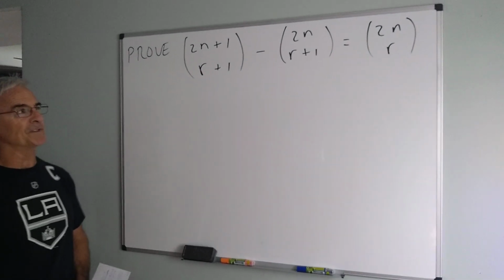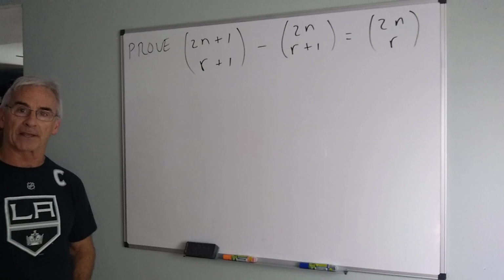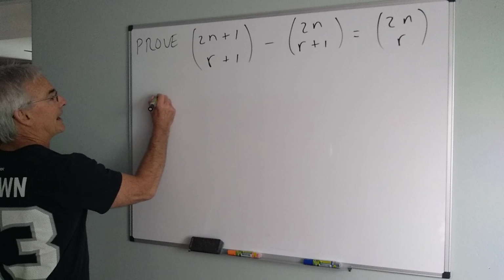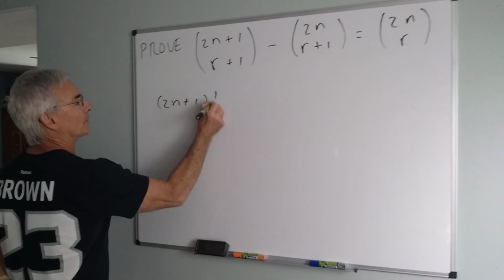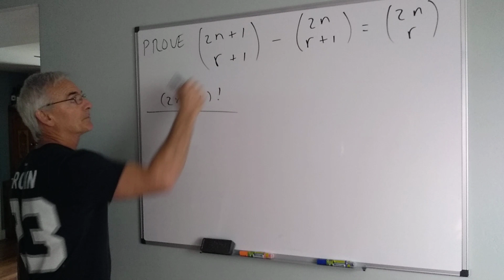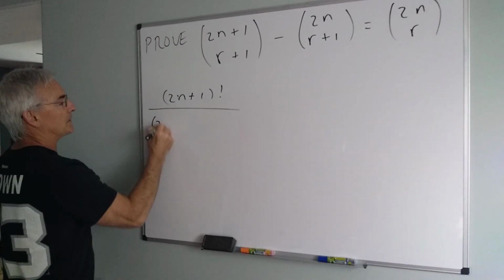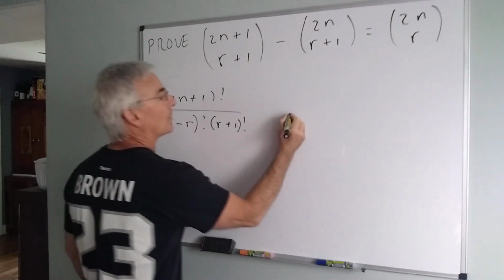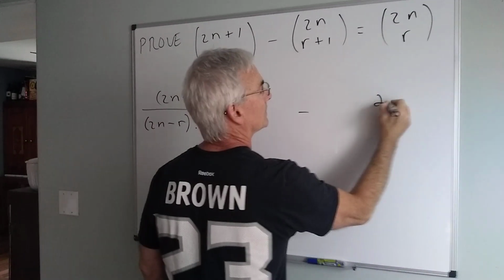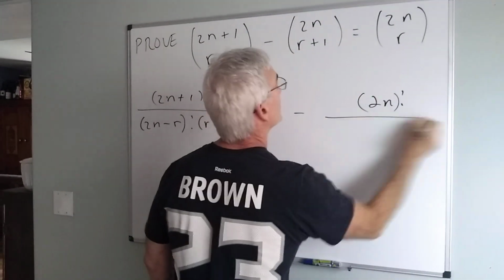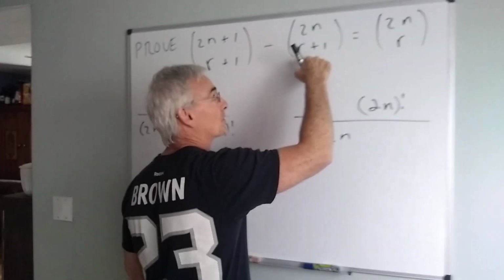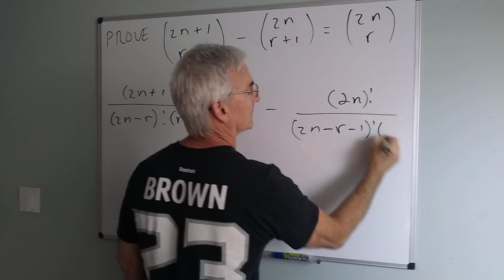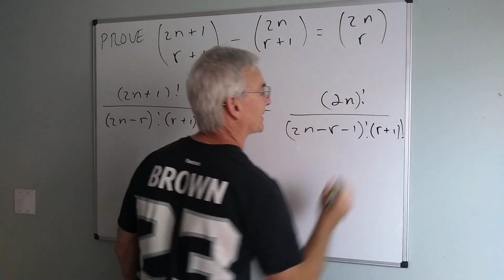So generally, you choose one side or the other. It's logical to choose the more complicated of the two sides, and then manipulate the factorials. So on the left side, we have 2n plus 1 factorial over the difference of 2n plus 1 and r plus 1, which would be 2n minus r factorial, r plus 1 factorial. On the right side, I'll leave some space here, 2n factorial over 2n minus the quantity r plus 1, so that'd be 2n minus r minus 1 factorial, r plus 1 factorial.